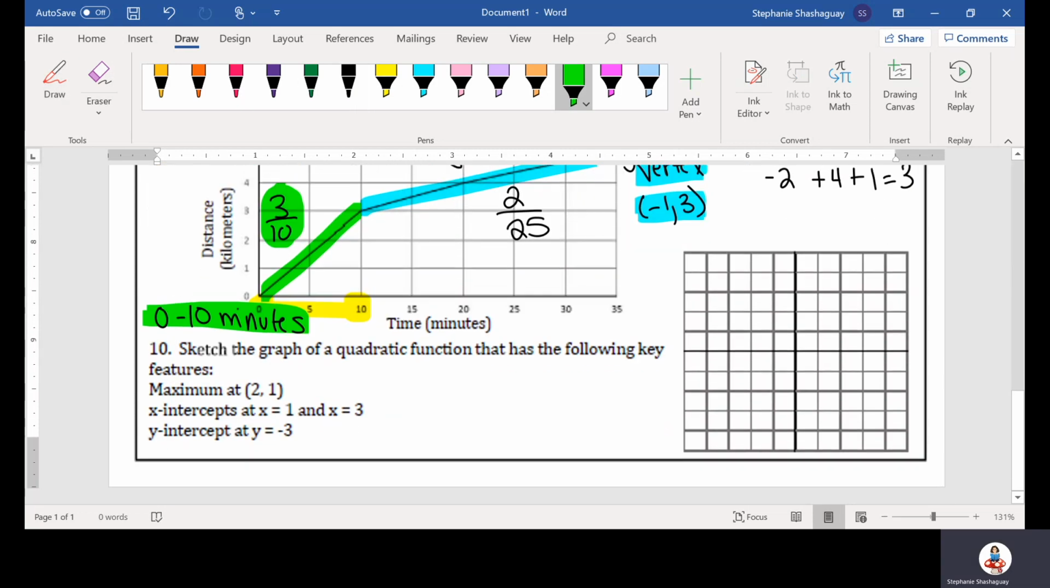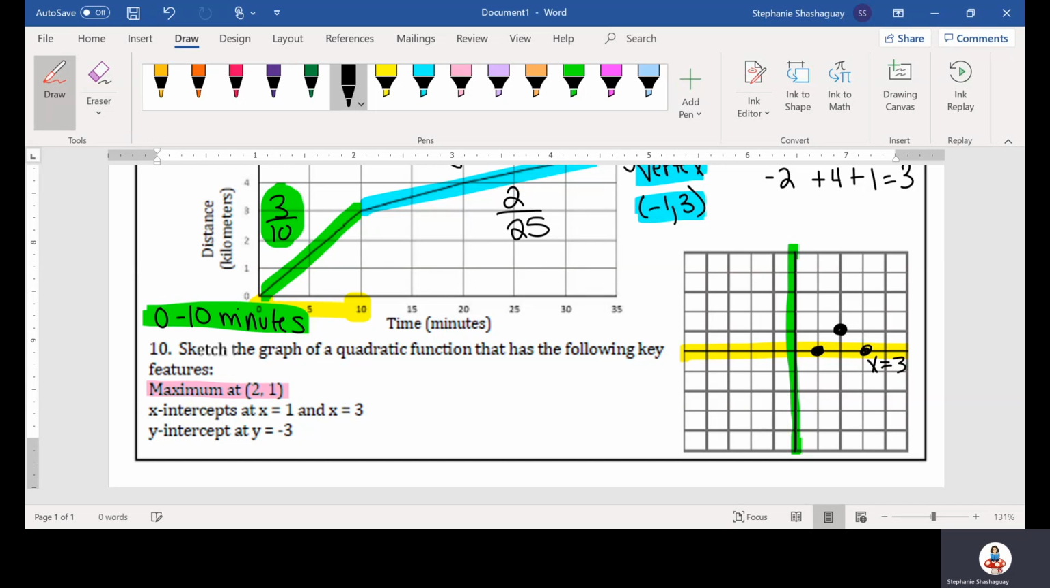Okay, last question, number 10. Sketch the graph of a quadratic function that has the following key features. So we're looking for a maximum of (2, 1). And I'm going to highlight the axes here because it's hard to see. So if I'm looking for (2, 1), that's over 2 and up 1, that's my maximum value. My x-intercepts are at x equals 1 and x equals 3.